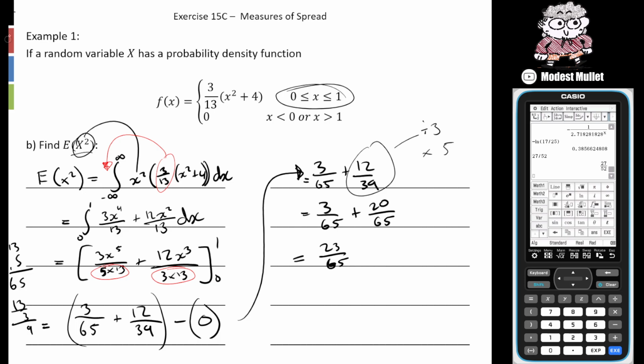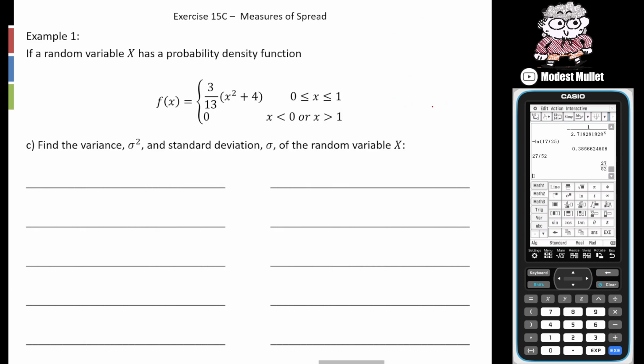So what have we done so far in this problem? We have found, because remember we're working towards finding the variance, which was E of x squared take away the expected value squared. So we've just found that. That was part B. We found mu in part A. Now we're going to combine it.